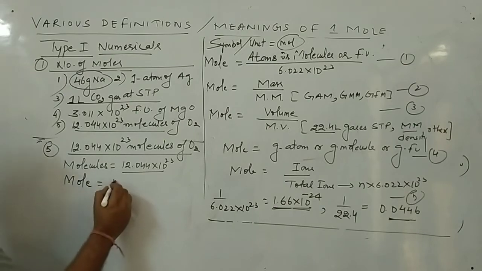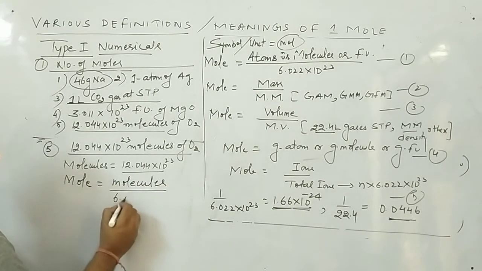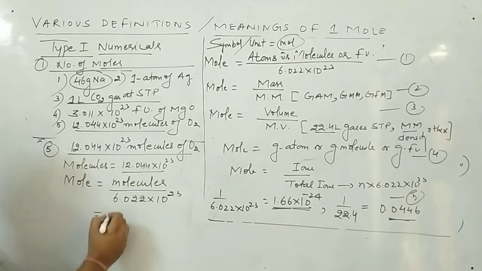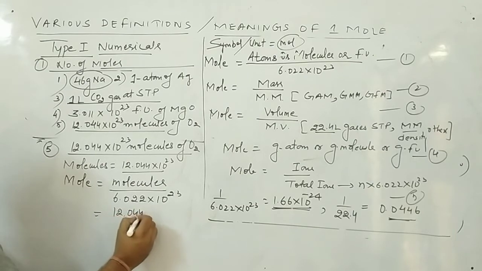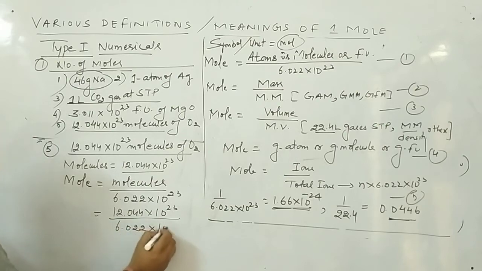Mole is equal to molecules upon Avogadro's number. So beta, how many molecules? 12.044 × 10^23 upon 6.022 × 10^23. Okay, this will now cancel out. 1, 2, your answer is 2 mole.